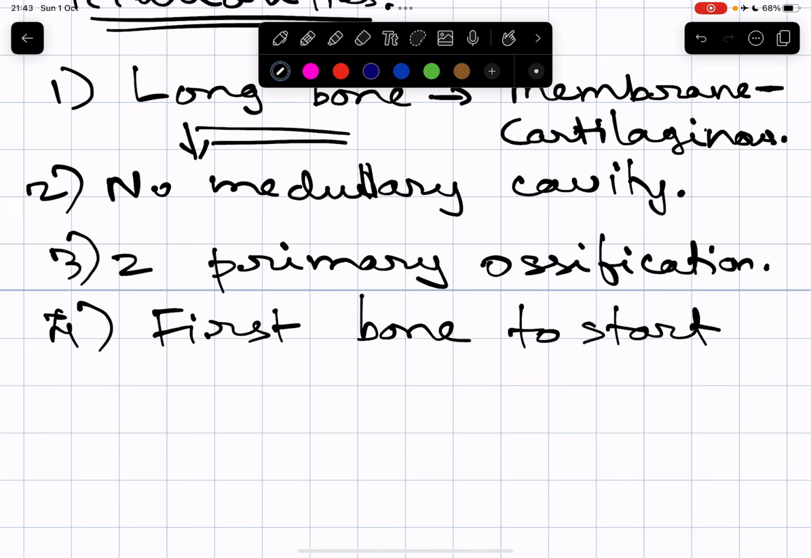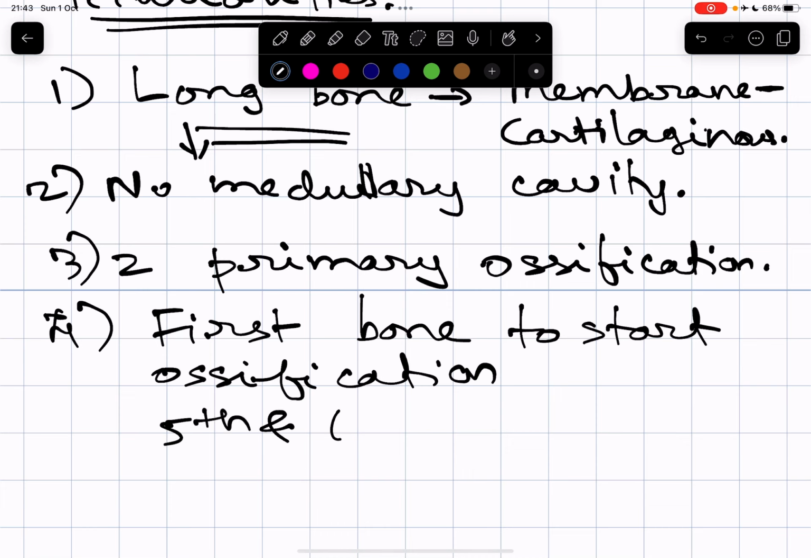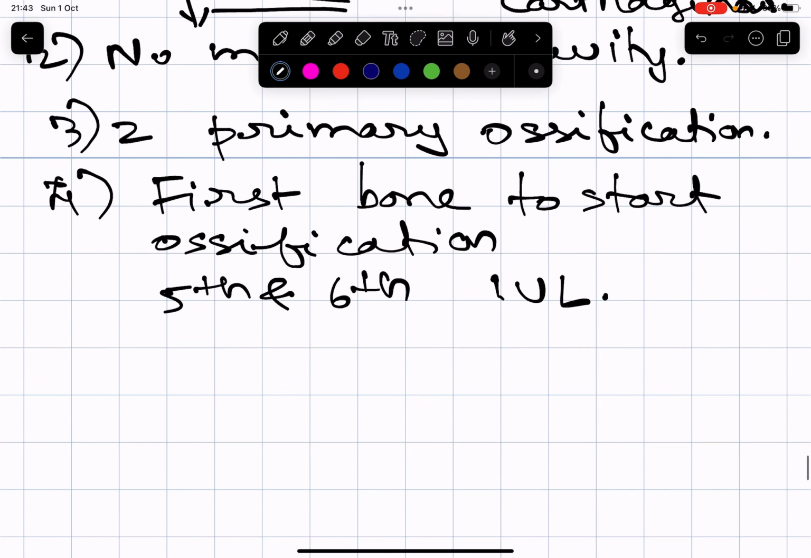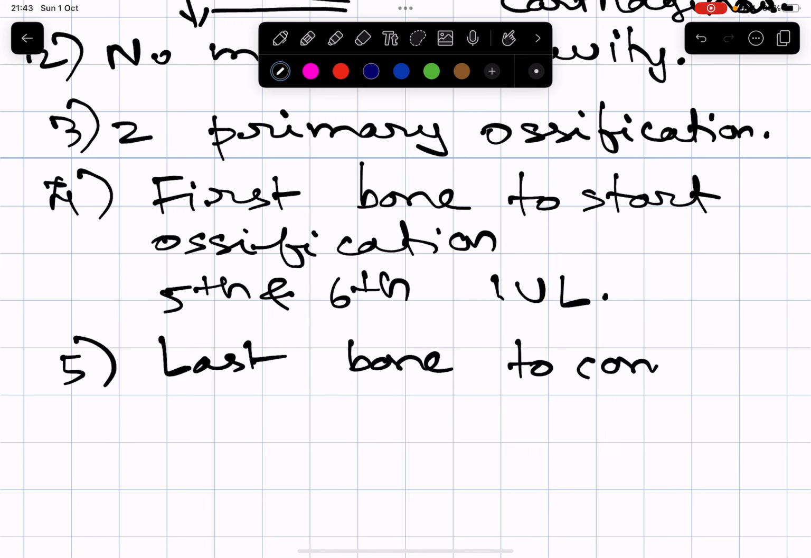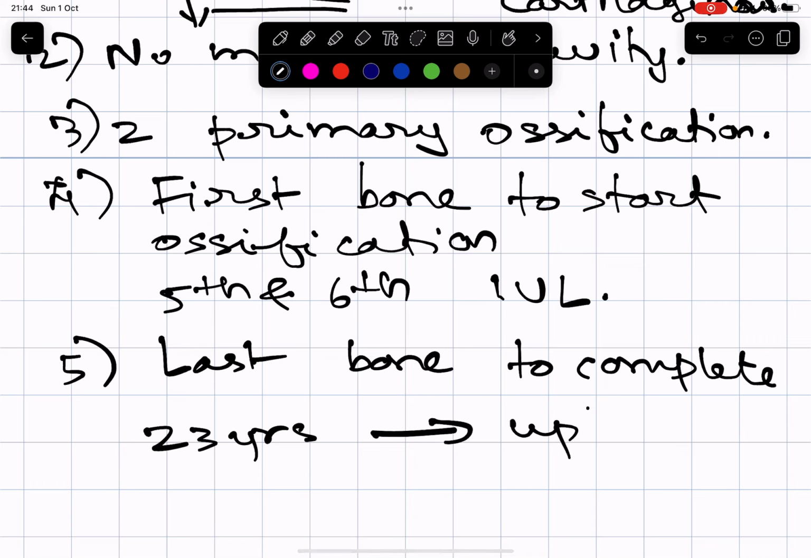It starts to ossify between the 5th and 6th week of intrauterine life. And it is also the last bone to complete ossification. So when does it complete ossification? Usually at 23 years, in females 1 or 2 years before, and it can take up to 31 years for the clavicle bone to completely ossify.